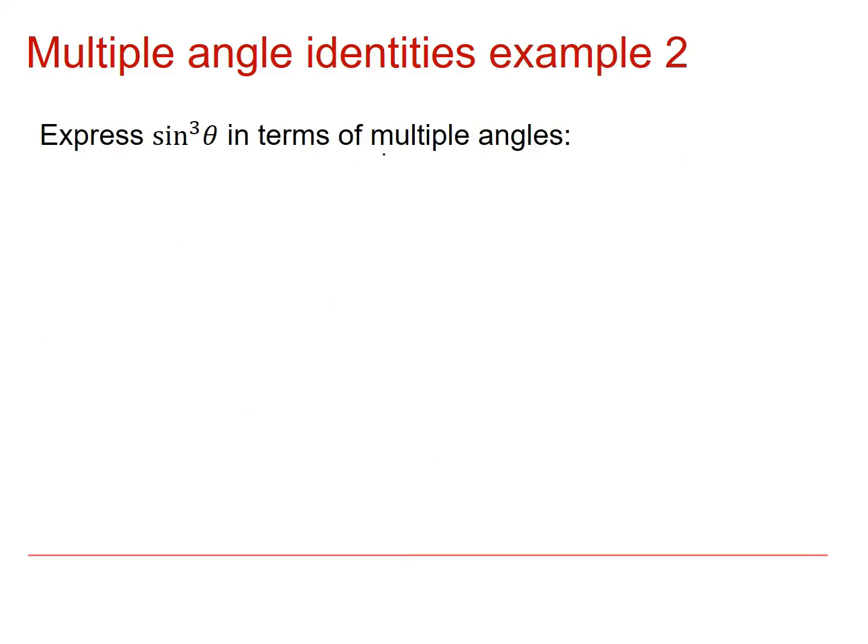Okay, let's look at this example here. I want to get sine cubed. Where do I start? Well, I start by letting z equal cos theta plus i sine theta. And this is a common starting point. You'll see this over and over again with this type of problem.